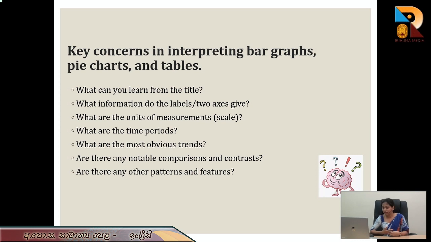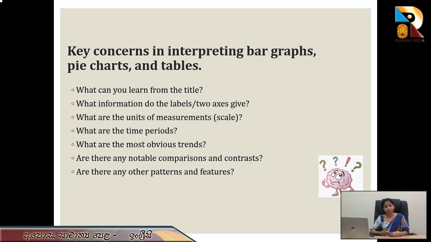So, when reporting data from graphs, charts, and tables, you have to take all these axes and labels into your notice. Right. So, the next point, what are the units of measurement? There are units of measurement presented in graphs, charts, and tables. Now, in pie charts, it's mostly presented in percentages. And in bar graphs and tables, it could be, as I said earlier, grams, kilograms, hectares, pounds, etc.